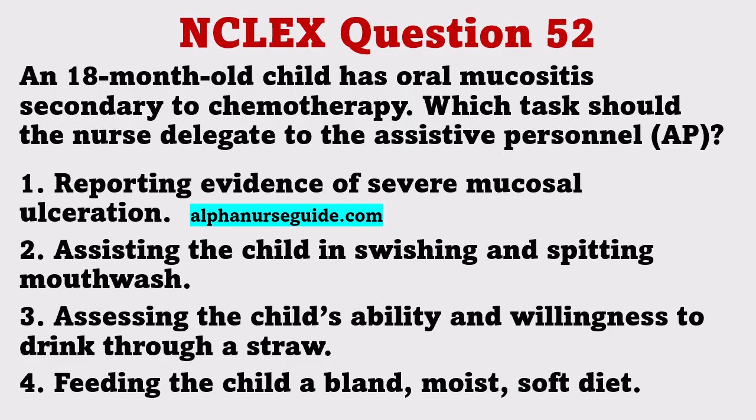The correct answer is 4. Feeding the child a bland, moist, soft diet. Helping the child to eat is within the scope of responsibilities for an AP. Assessing ability and willingness to drink and checking for extent of mucosal ulceration are the responsibilities of a nurse. An 18-month-old child is not able to swish and spit, which could result in swallowing the mouthwash. Mouthwash is not intended for swallowing because it can contain alcohol and other ingredients not safe for ingestion.